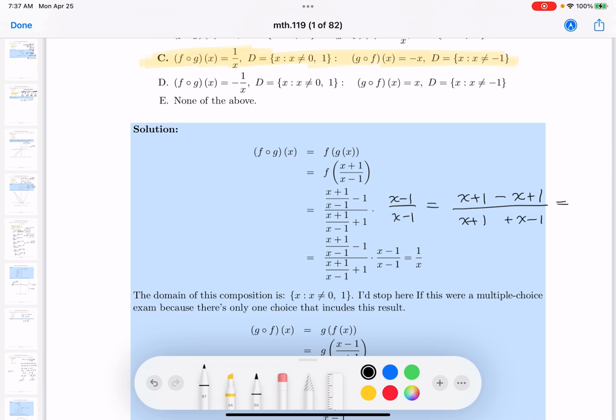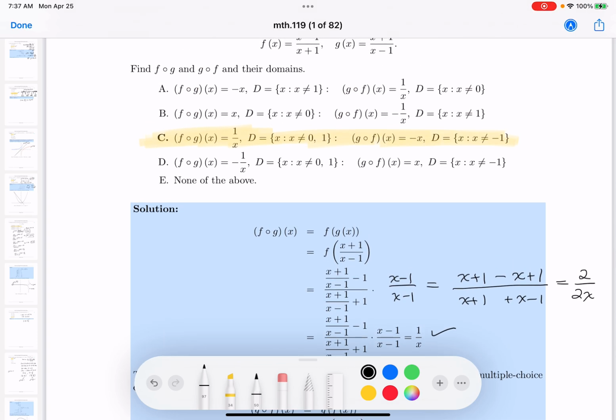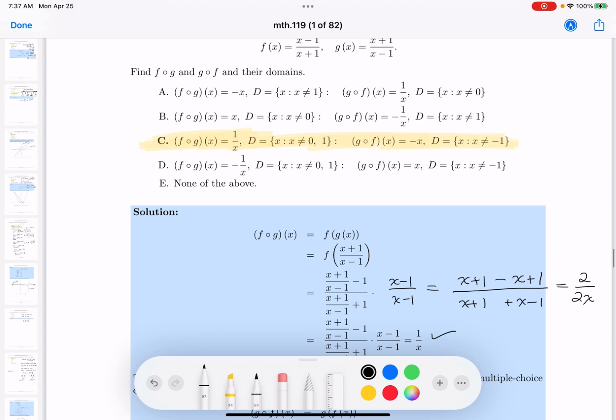Fairly simple. What do you get on top? You get 2x. I'm sorry, you get 2. And what do you get on bottom? You get 2x. What does this give you? 1 over x. Now again, if I were taking a multiple choice, I don't know if I'd go to domain and range of this thing at this point, but I'd look at it. Which one up there has f of g down as 1 over x? This one over here. Again, if I were doing the exam, I probably would just circle this one and move off it and maybe come back to it later, wondering if I made a mistake with the problem or not. But I'm going to say I'm pretty much done with that.